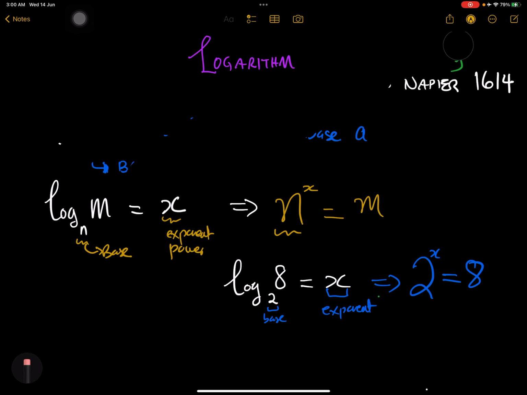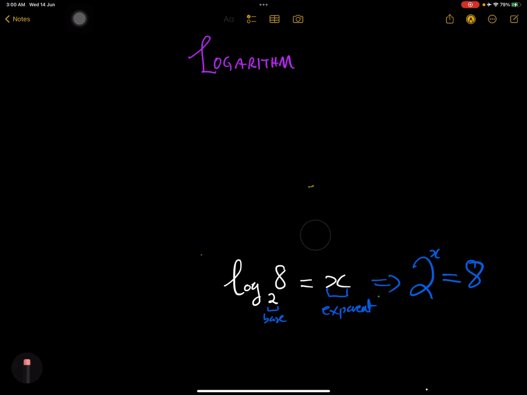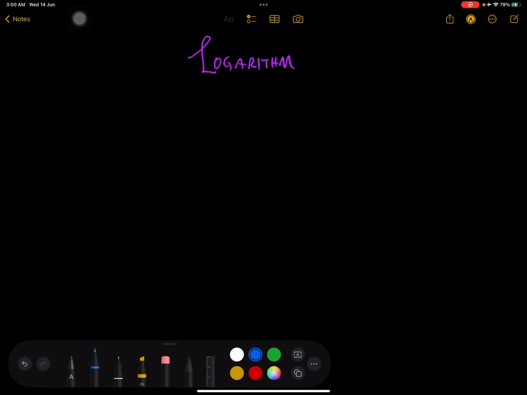Today, let's quickly look at the laws of logarithm. There are some laws of logarithm, so let's look at the laws.